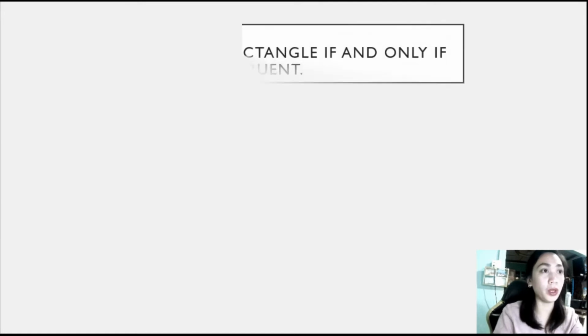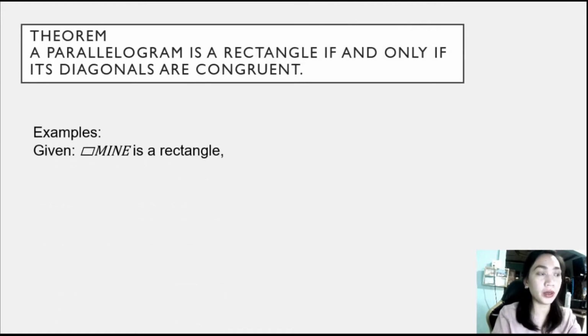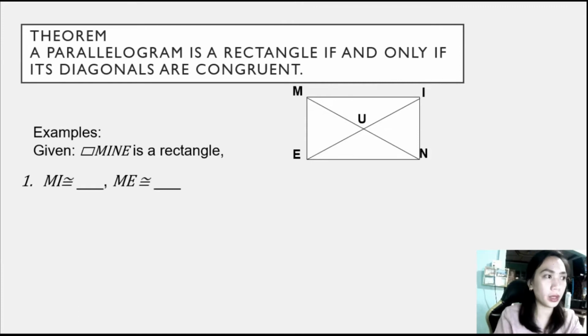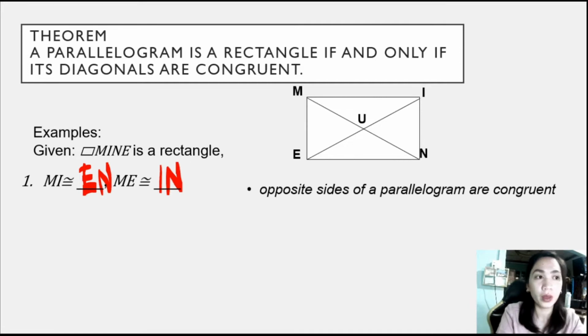So using the theorem, let's have this example. Given that MINE is a rectangle, we're going to identify the missing parts. You have MI is congruent to, okay, that is correct, the answer is EN. And you have ME is congruent to IN. Now, why so? Because the opposite sides of a parallelogram are congruent.